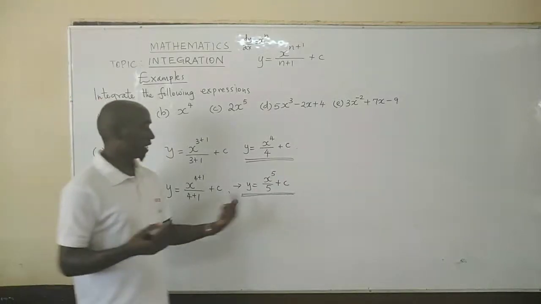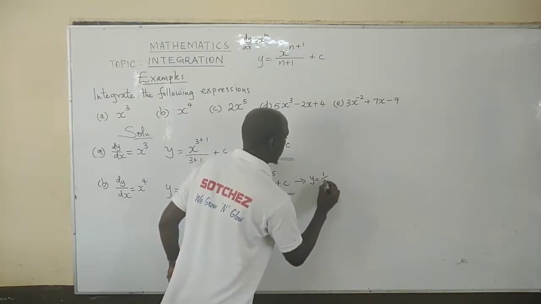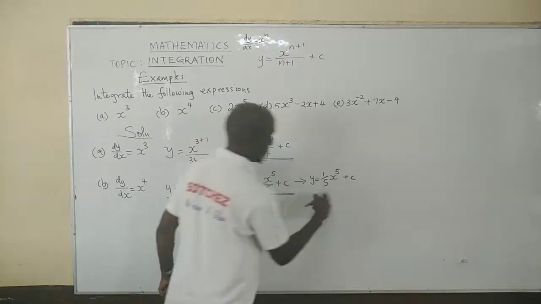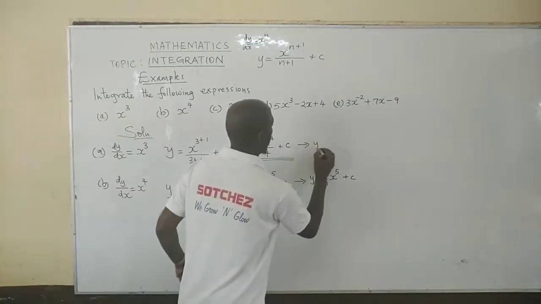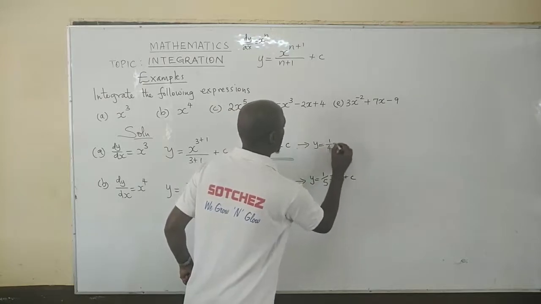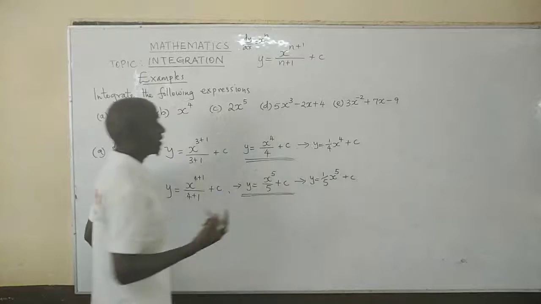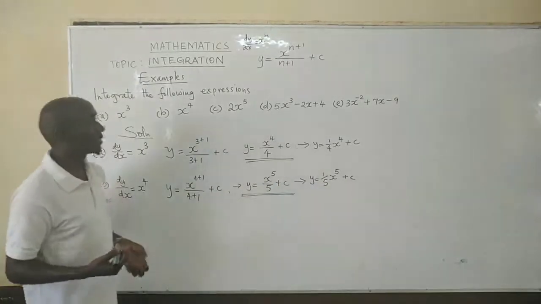Remember, this one can be written also as y is equal to 1 over 5 x power 5 plus c. It is the same. Similarly, this can be written as y is equal to a quarter x power 4 plus c. So this and this is the same. Whether you write it like this or like that, it is the same thing.